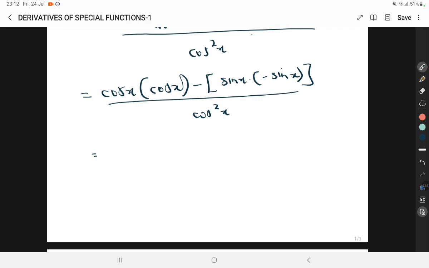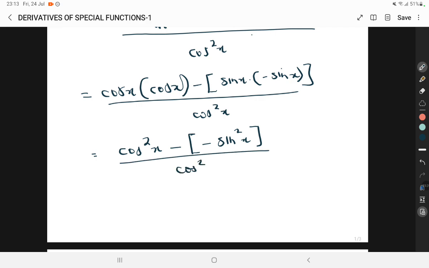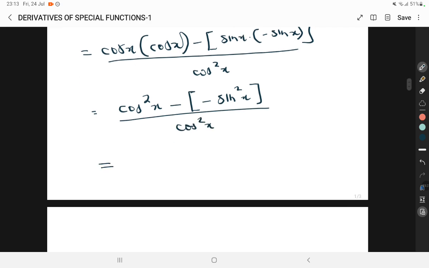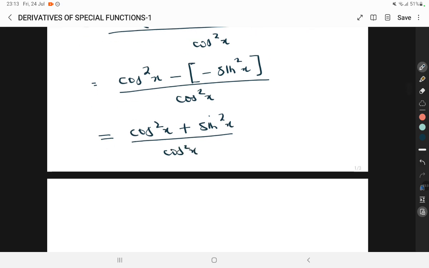So all that is left is for us to simplify, right? So cos x multiplied by cos x is cos squared x, minus, we open the bracket, sin x multiplied by negative sin x is negative sin squared x. We close the bracket, all divided by cos squared x, right? Then negative multiplied by negative is positive, so we have cos squared x plus sin squared x, all divided by cos squared x, right?